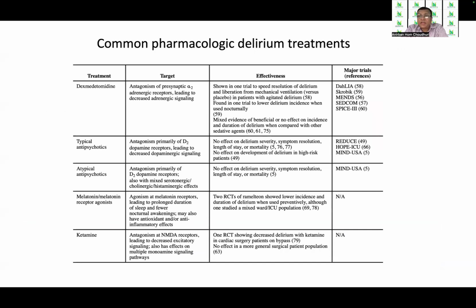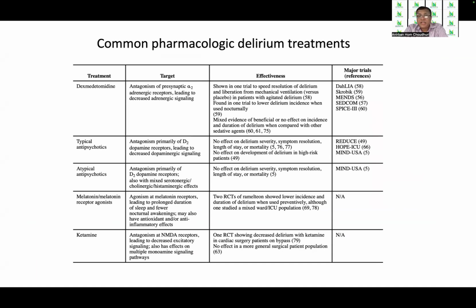You have a lot of typical antipsychotics, atypical antipsychotics, and drugs that cause agonism of presynaptic alpha-2 adrenergic receptors like dexmedetomidine, giving rise to decreased adrenergic signaling. They have been studied in some of the major trials, the SEDCOM, MENDS, Dahlia, SPICE-3, etc. They have been shown to be useful for speedy resolution of delirium and liberation from mechanical ventilation, and there is mixed evidence of benefit or no effect on incidence and duration in some studies.